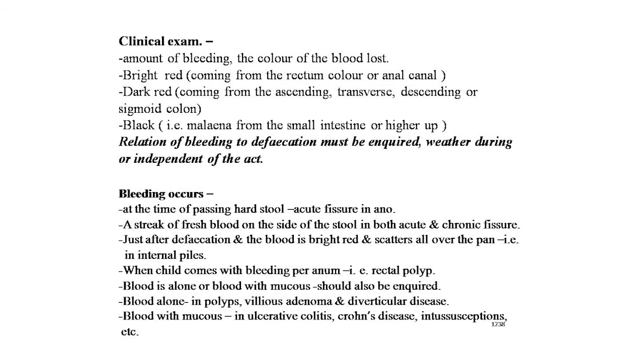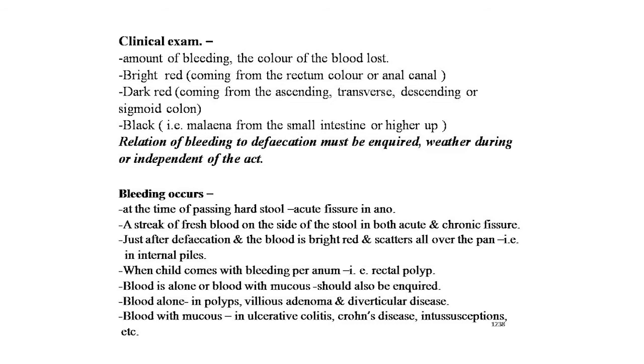Relation of bleeding to defecation must be inquired, whether during or independent of the act. If bleeding occurs at the time of passing stool, there may be an acute fissure in ano. A streak of fresh blood on the side of the stool occurs in both acute and chronic fissure. If just after defecation the blood is bright red and scattered all over the pan, that may be internal piles. When a child comes with bleeding per anum, that may be a rectal polyp.